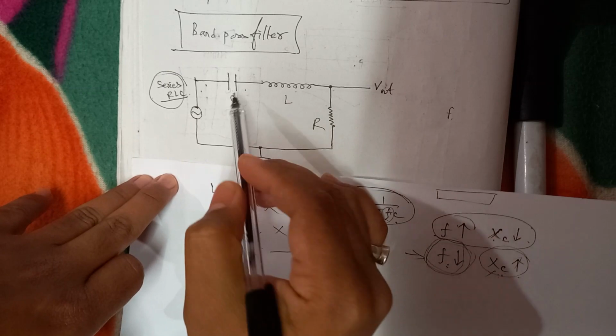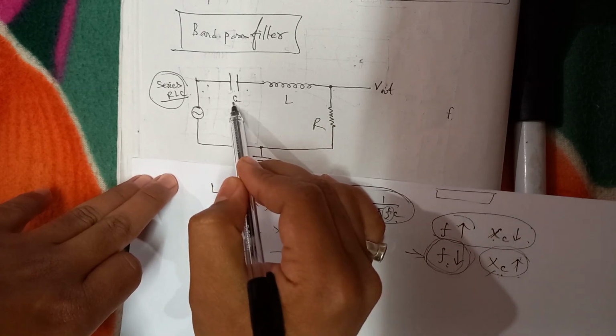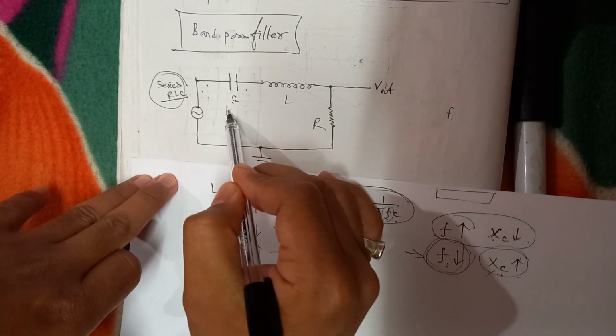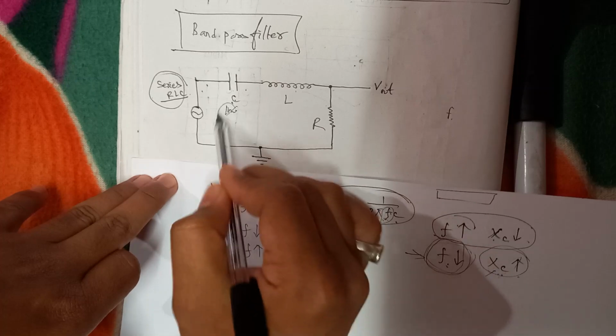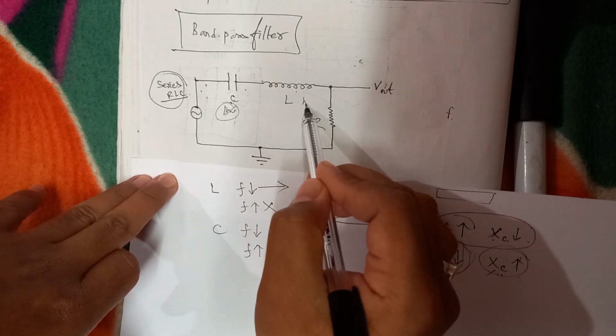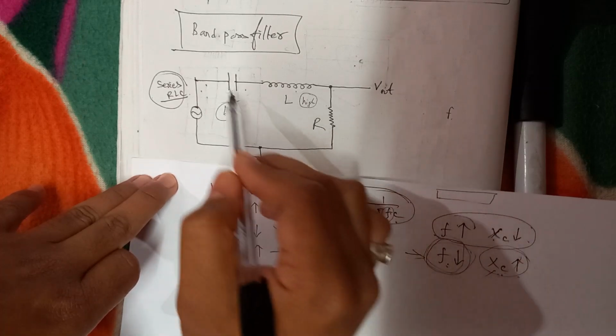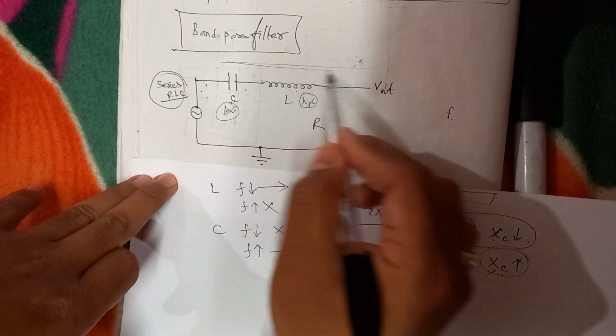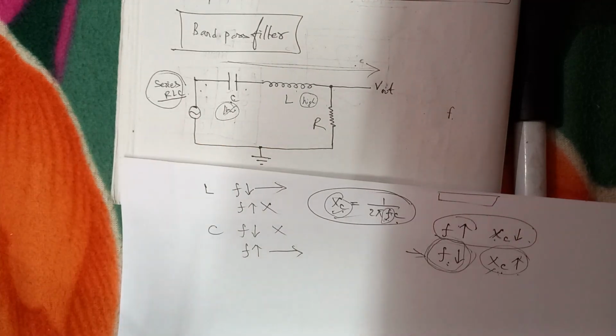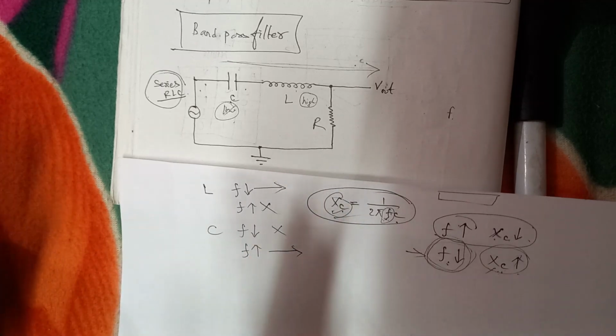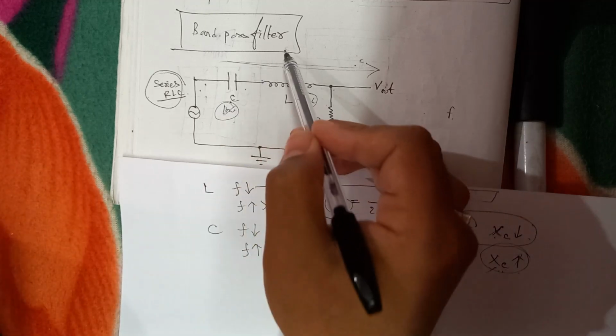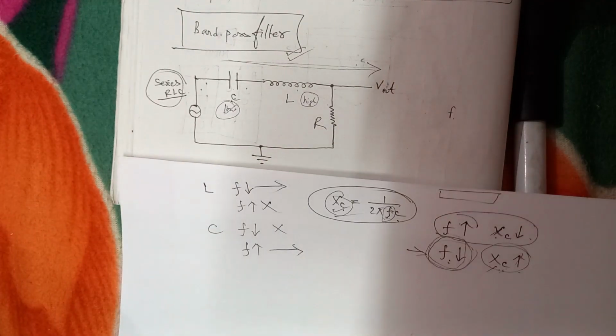Now let us see. This capacitor blocks the low level frequency. The inductor blocks the high level frequency. Then what type of frequency will be out from here? Mid-range frequency, that is not low, not high, but a band region. Mid-range frequency will be out. So this type of filter is known as a band pass filter.